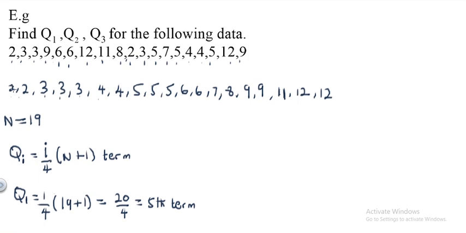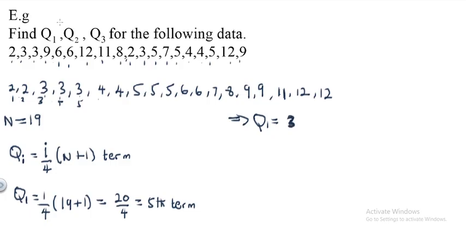So we come here and count the fifth term. This is the first term, the second term, the third term, the fourth term, and the fifth term. This implies that our first quartile is equal to 3.